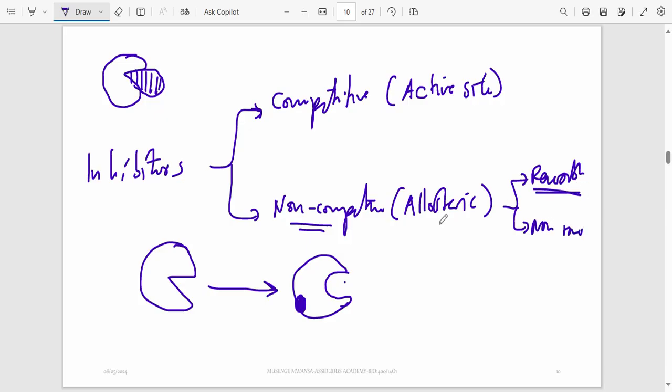For the reversible ones, you reverse the inhibition when you increase the number of substrates. Okay, I've got one inhibitor, and I bring in 10 substrates so that they overpower the inhibitor. That's how you can reverse these inhibitions. So basically, that is it on enzymes. Let's go to exam questions.